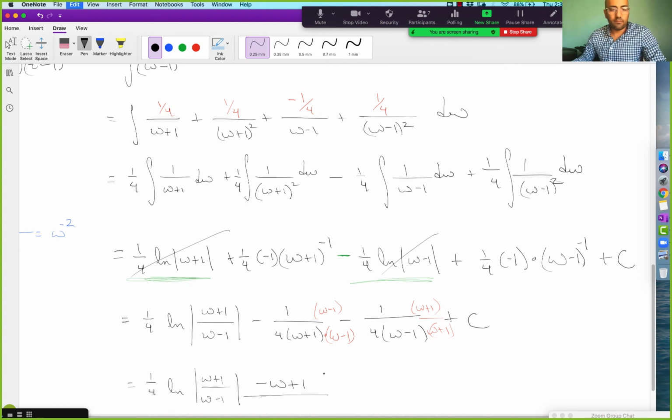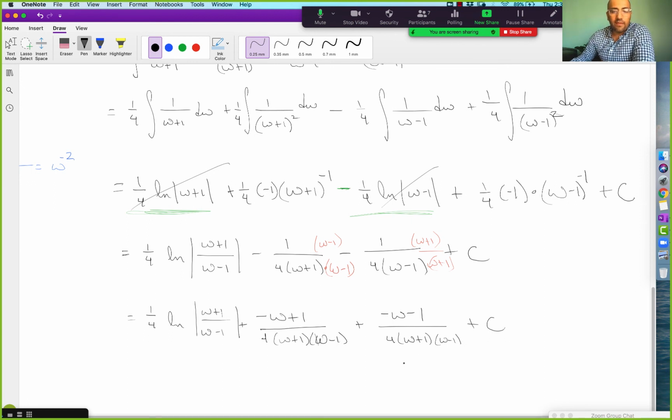So in this case, since I distributed a minus, there would be a plus there, and then all over 4 times (w plus 1) times (w minus 1), and then plus, and then distributing that minus, we get minus (w minus 1) all over 4 times (w plus 1)(w minus 1), plus a constant. Okay, so now they have the same denominator. We get to bring them together, one big happy fraction.